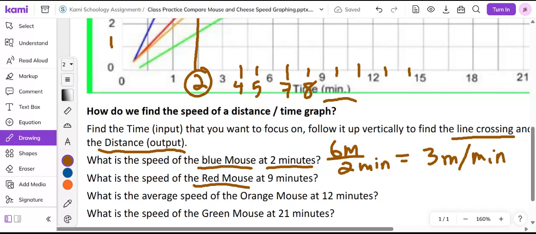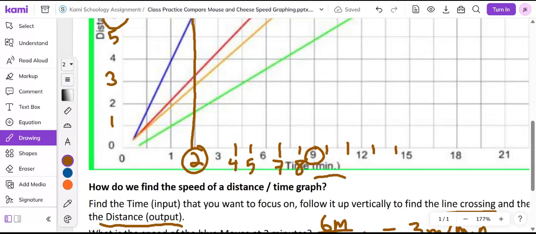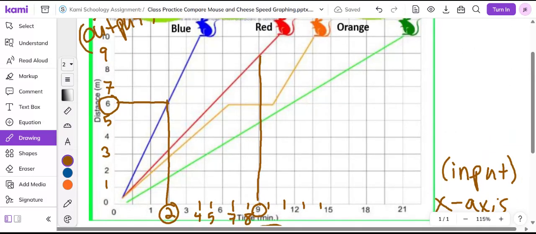What is the speed of the red mouse at 9 minutes? So we're going to identify 9 minutes right here. Okay, now we're going to follow that up. You can draw it on your paper. Draw it all the way up, and then we're going to follow it all the way out. So we're going to hit the red line. Where is the red mouse?